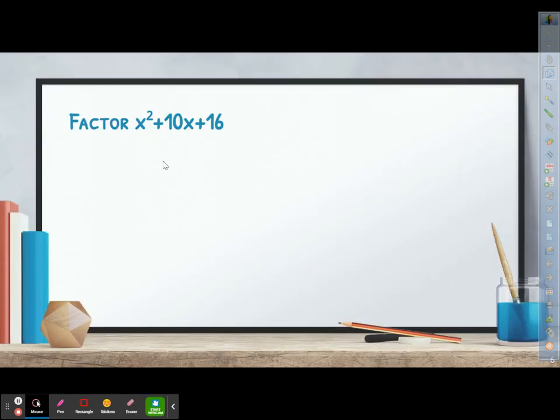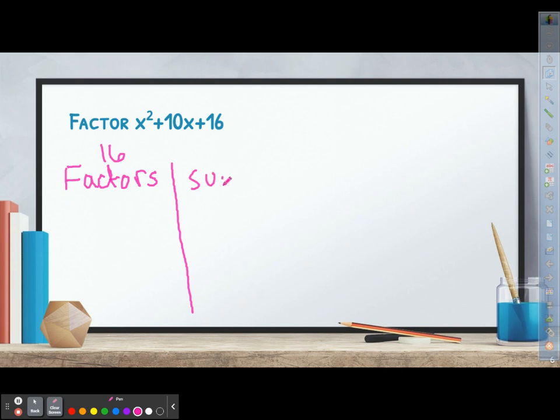All right, so it says factor x squared plus 10x plus 16. So this is in standard form. We need to put it in factored form. Okay, so to do that, we make a table. You look up factors of the last term, which is 16, and they will have a sum of the middle term, which is 10 in this example. Okay, so we need to find factors of positive 16. All right, so factors of 16 would be 1 and 16, 2 and 8, 4 and 4.